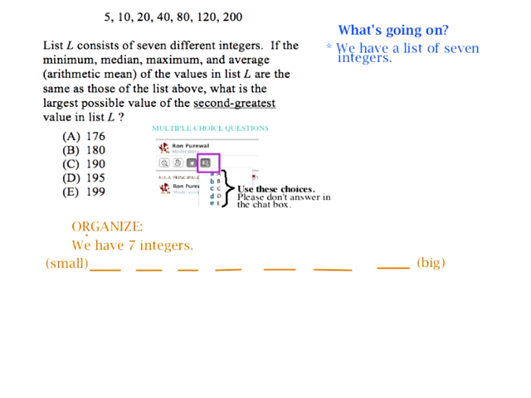The median, the minimum, and the maximum are the same as these. So the minimum has to be 5, the median has to be 40, and the maximum has to be 200. So let's just put those in there. 5, 40, 200.